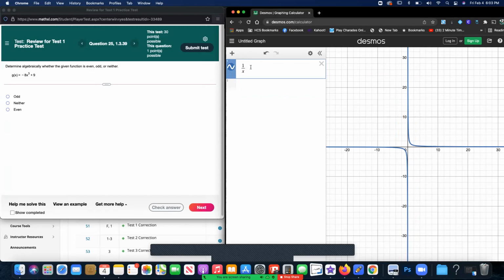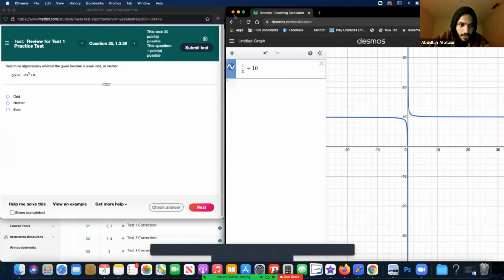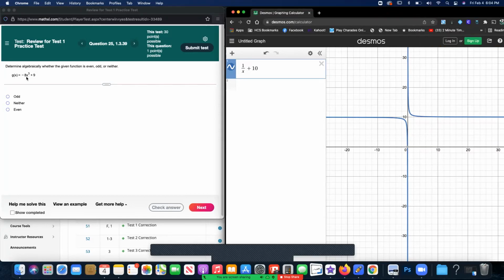But as soon as I do +5, well, now it's not odd anymore. Or if I do +10, it's not odd anymore, because I wouldn't rotate about 0, 0. I'll be rotating about up here. So basically, for my understanding, if we get an odd function, like what we got in the question, x cubed plus a number, it should be neither, right? That is correct.